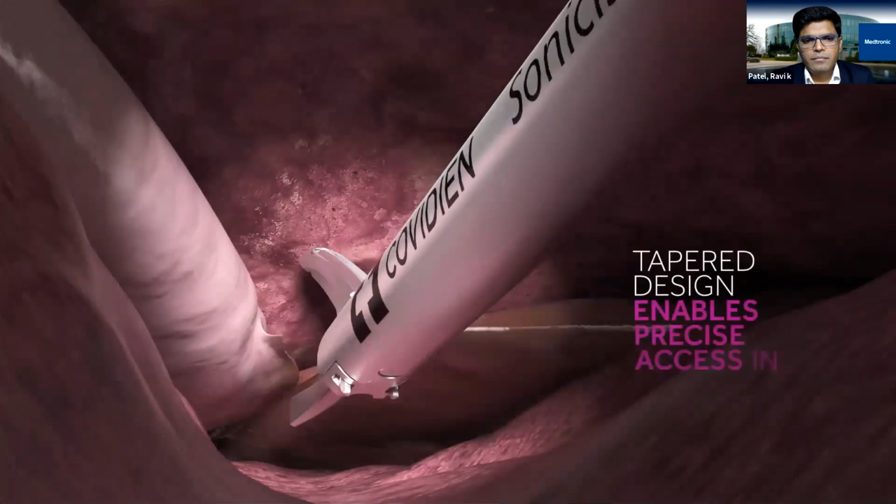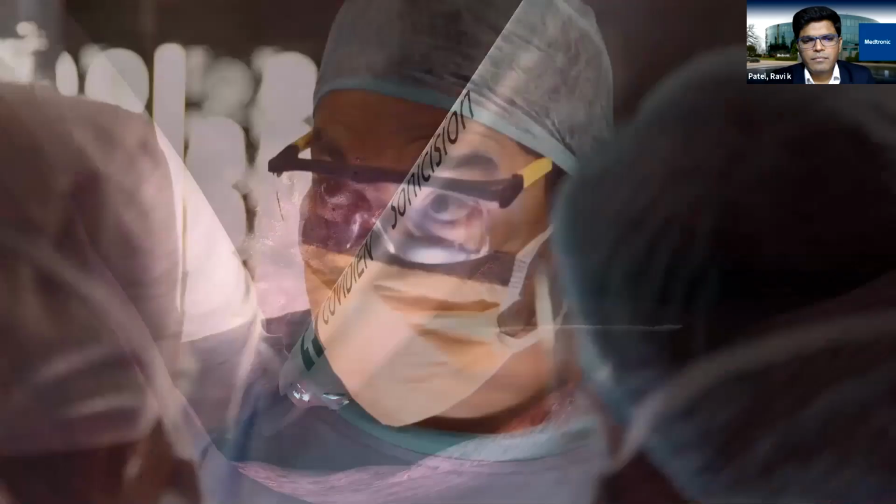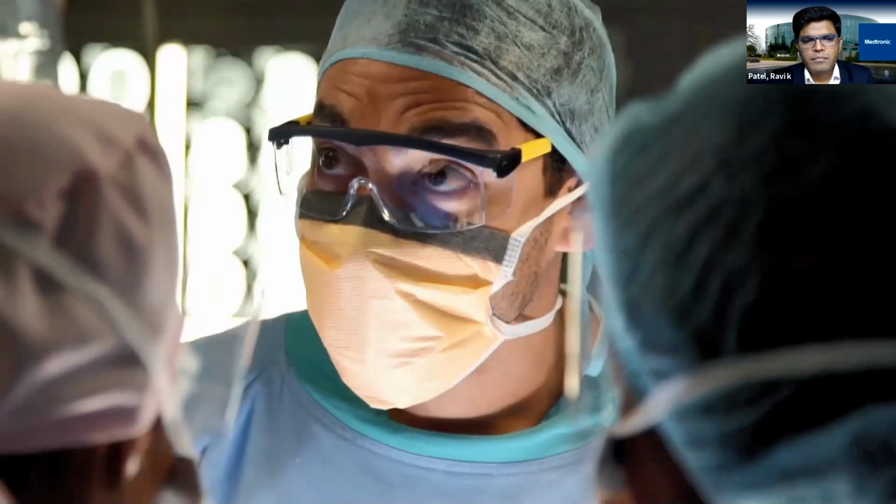The tapered design of the curved jaws enables precise access to tissue planes in confined spaces. The intuitive dual-mode energy button is designed to improve focus on the surgical field and procedure.